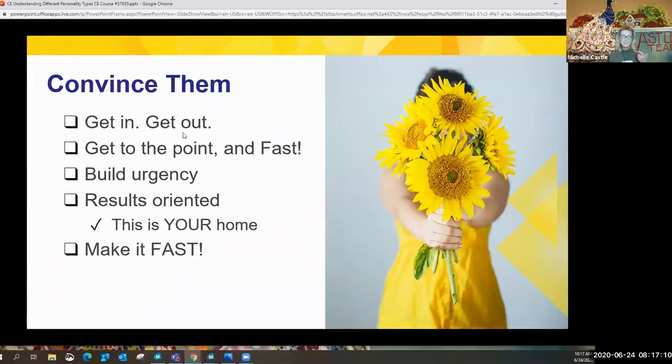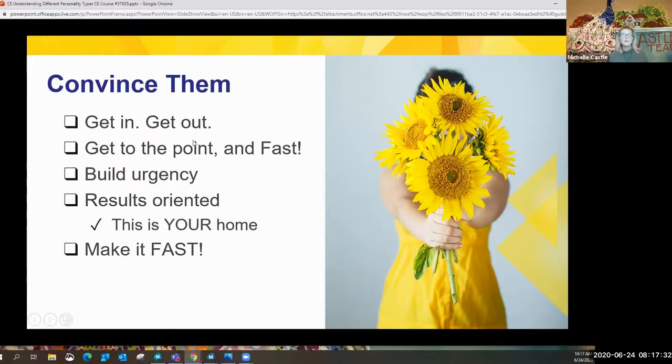Build urgency. Hey, I need you to get this done. These are the items that I need you to have done so we can get your house listed, and I want to get your house listed in the next 2 weeks, because if we don't, we're going to miss the market. So here's specifically what I need you to do, and text me pictures as soon as you get it done, and I'll let you know. That's the kind of conversation that you can have with the D personality.